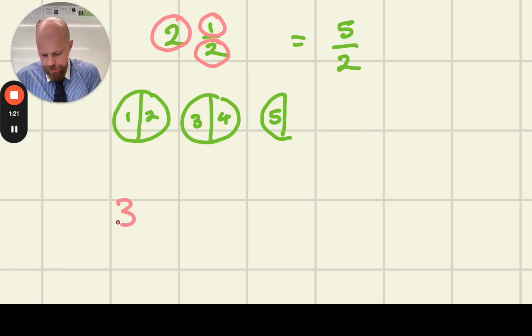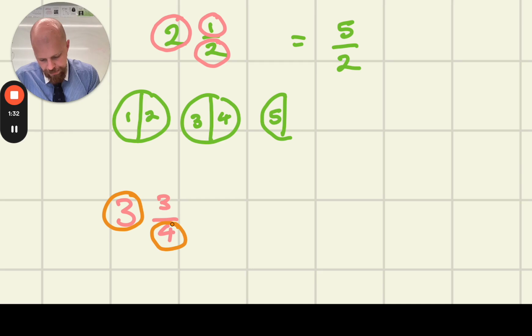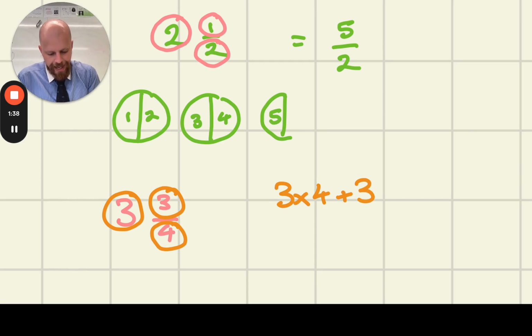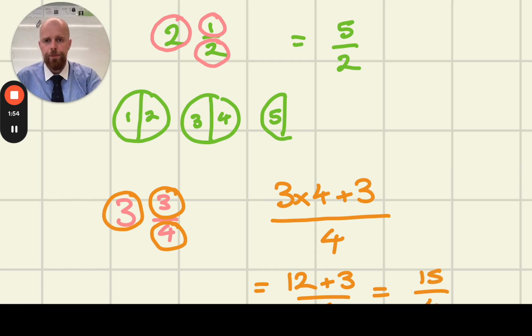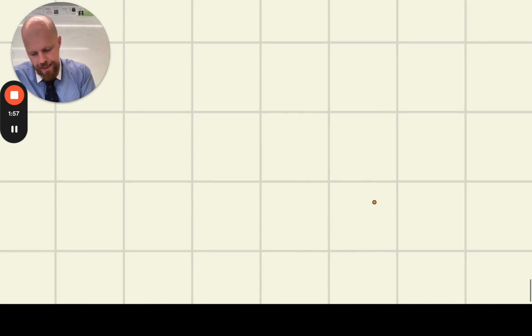Let's take another example. 3 3/4. Now, yes, I can take the 3 whole pizzas and divide them into quarters and add them on, but the easiest way to do it is to do 3 times 4 plus 3. So do 3 times 4 plus 3, and that will be out of 4. The denominator is still the same. 3 times 4 is 12. That's how many quarters of the pizza I have in the 3 whole pizzas. I have 12 quarters, and I also have the 3 that are remaining. So I have 12 plus 3, which would be 15/4.